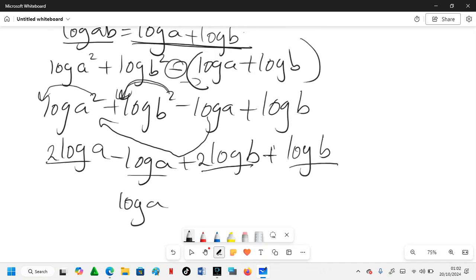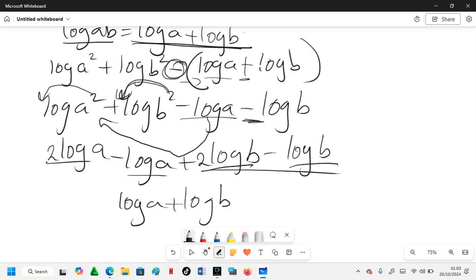There's a little bit of a mistake here. You have to be very careful with the sign. Remember, this sign was outside, so it affects everything. When you open the bracket, it affects everything. This one is log A, this one becomes negative log A, and then negative times positive also leaves us with negative log B. So this one is going to be log A, and also 2 log B minus log B is going to be plus log B.